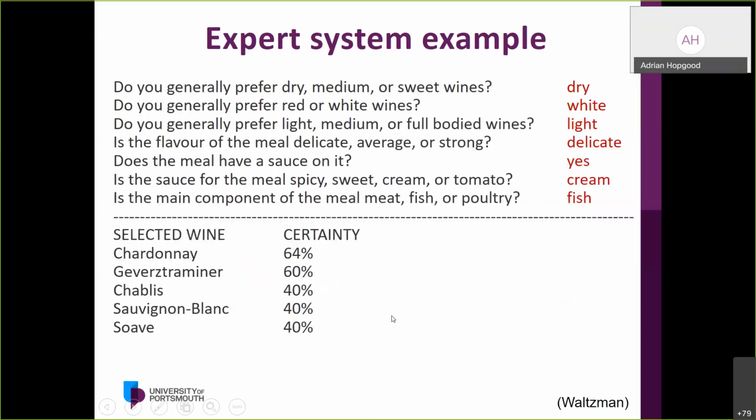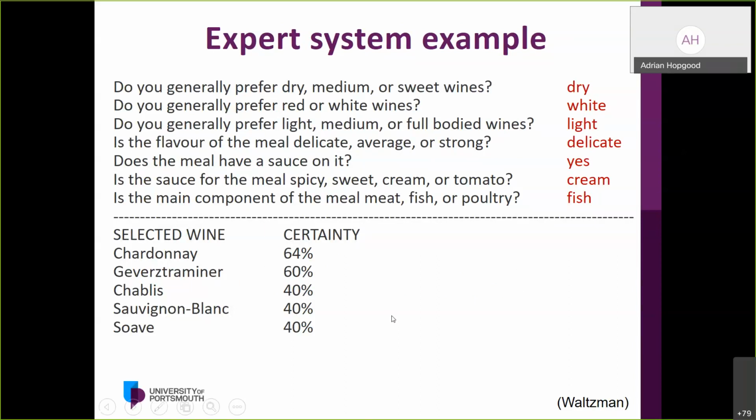And here's an example that I ran online, actually, as an illustration provided by Waltzman, with a light-hearted example about trying to predict what wine I might like to drink. So pose a series of questions about preferences and what sort of meal I'm going to drink.